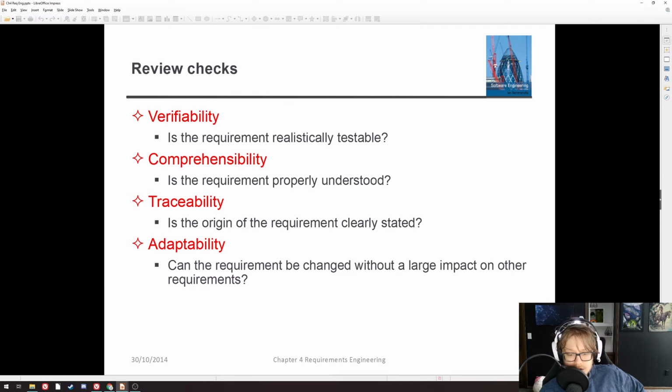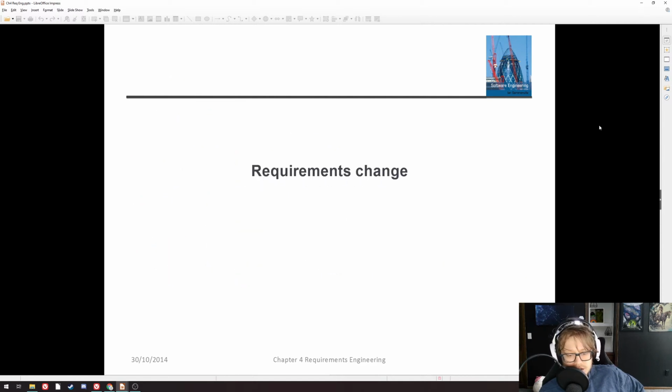Traceability, origin of the requirement clearly stated, and adaptability. Can we change a requirement without a large impact on another requirement? If it says 10 minutes and we make it 15, is that going to be a big deal? Probably not. If it says use Java and we switch to C++, that might be a big deal. So adaptability is a helpful thing. Not essential to every requirement, but nice to have occasionally.